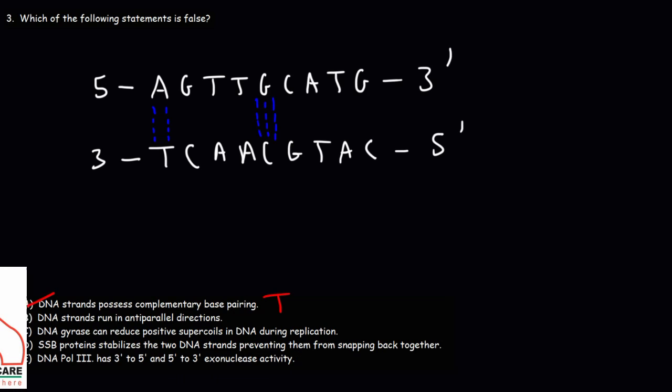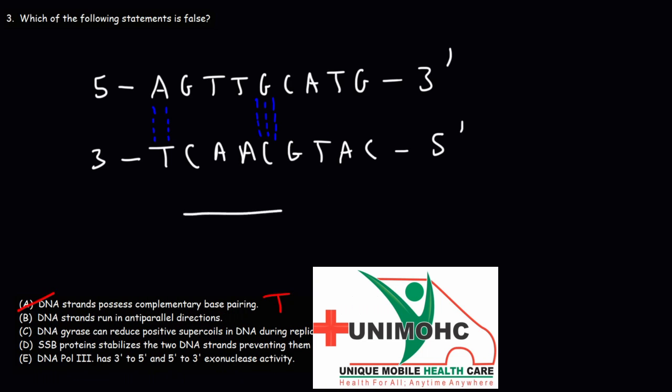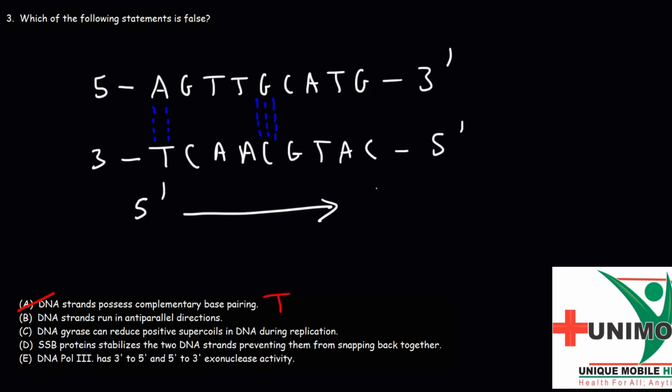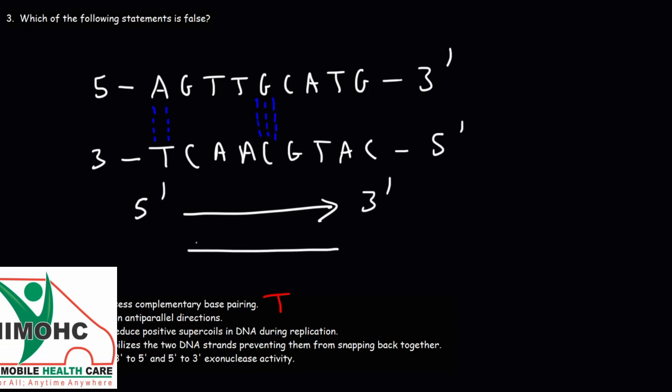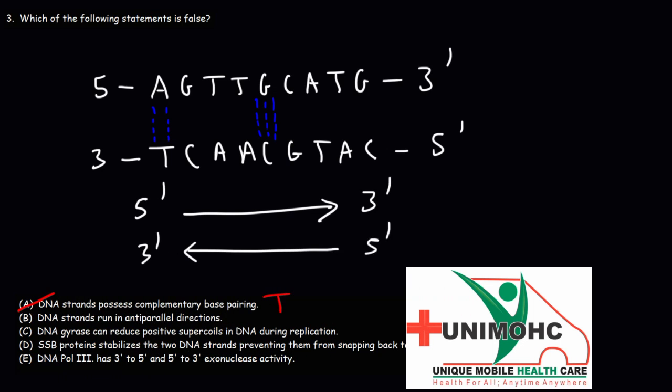Now, B, DNA strands run in anti-parallel directions. That's a true statement. If one strand goes in the 5 to 3 direction, the other strand is going to run in the opposite direction. So they're anti-parallel.